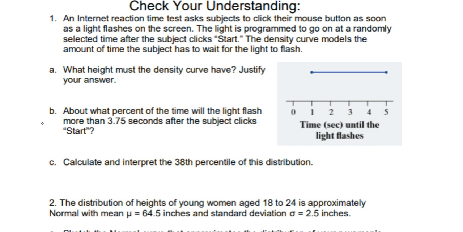All right, here we go. We have 2.2a, and what we're talking about are density curves and normal distributions and the empirical method.